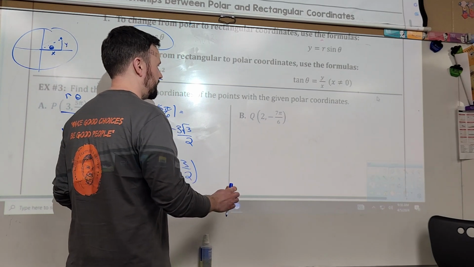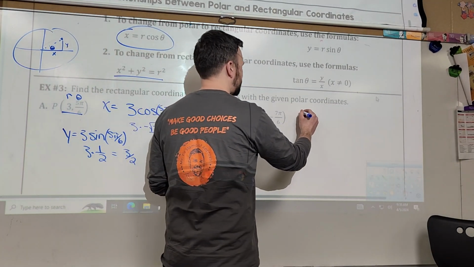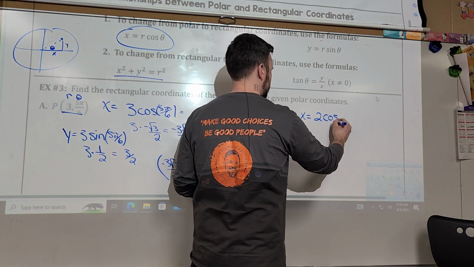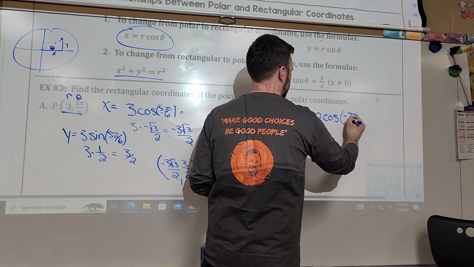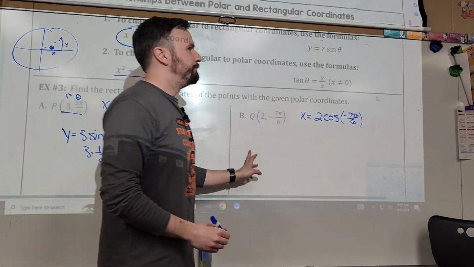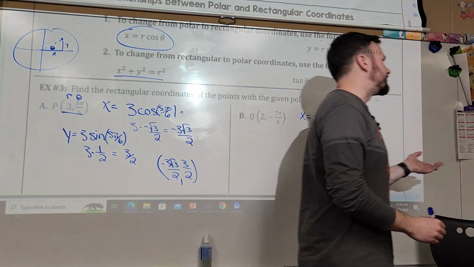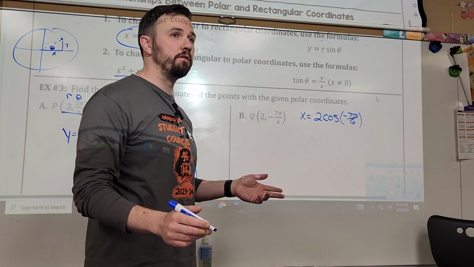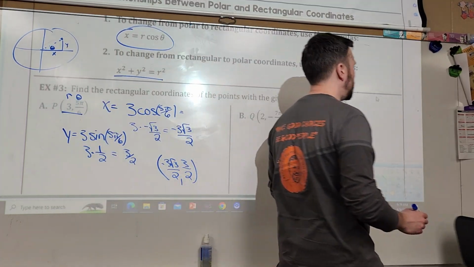All right, let's do this one. What's my x going to be? 2 cosine of negative 7 pi over 6. Negative 7 pi over 6 down my unit circle. Can I figure it out? It would be up here, right?